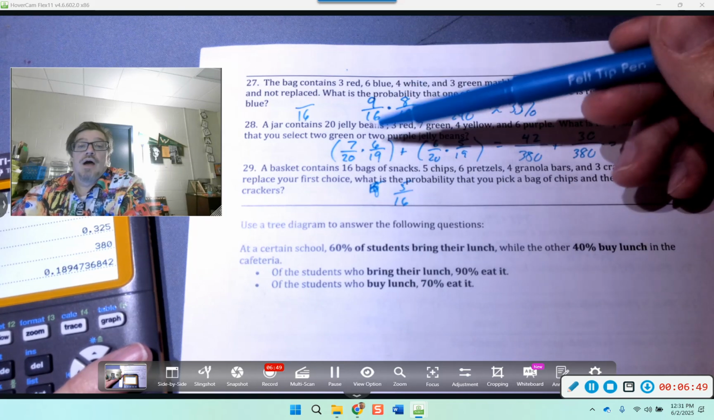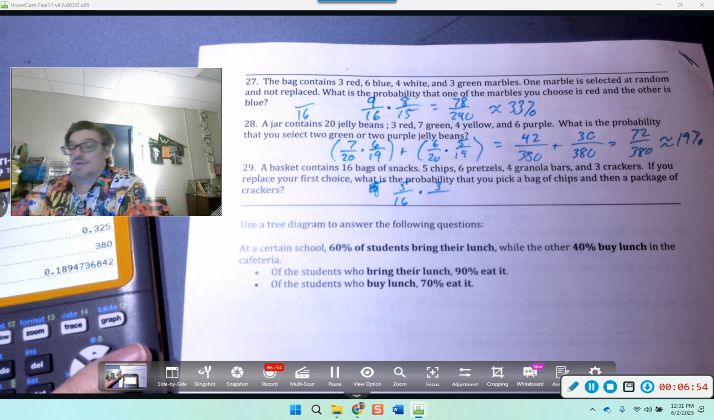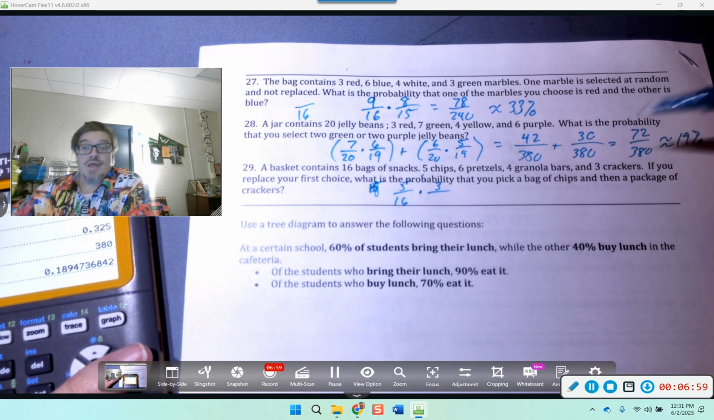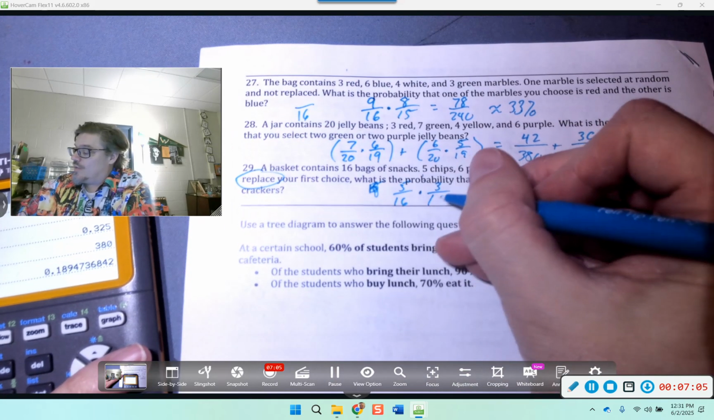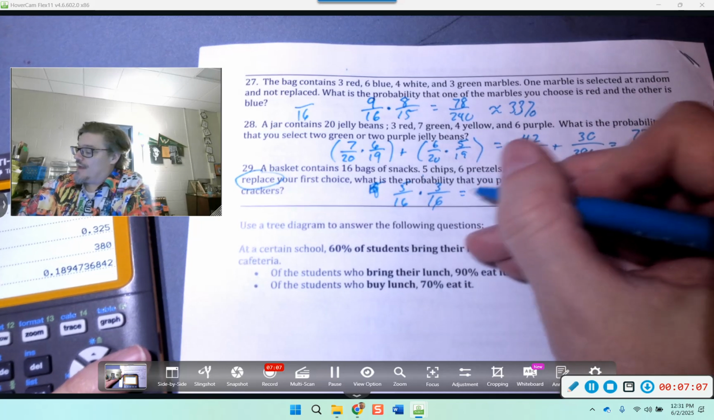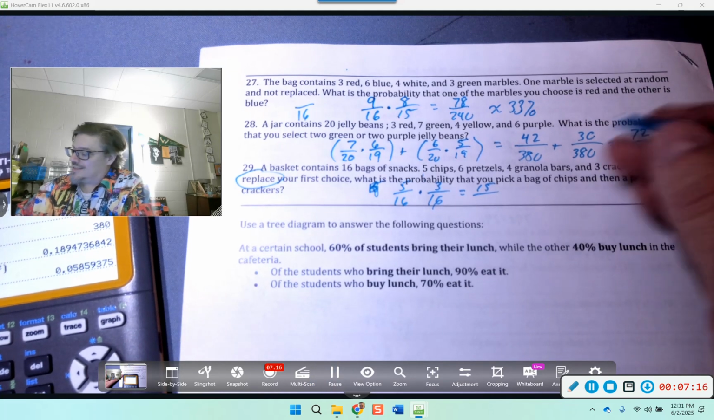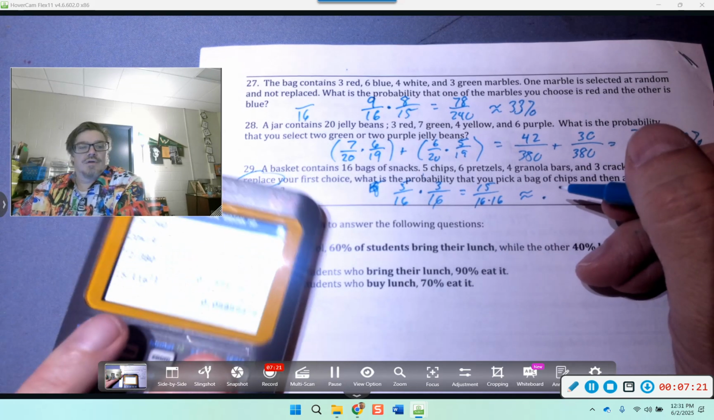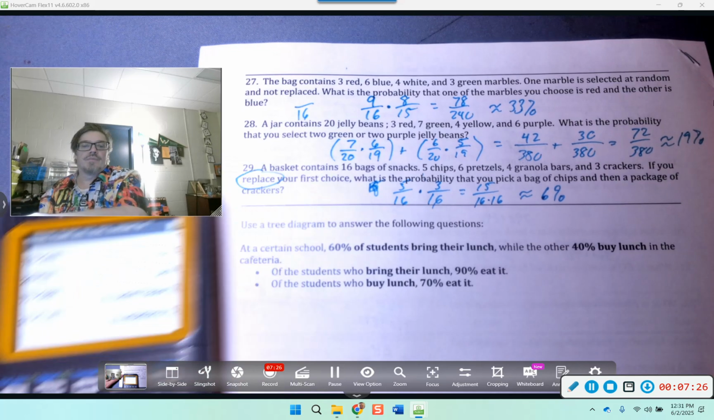If you replace your first choice, then let's get crackers, 3. So 5 multiplied by 3. It doesn't say or, this says and then. So now it's going to be 3 crackers. Is it out of 15 or 16? If you do replace, then you are actually going to be out of 16. So we've got 15 out of 16 squared. 15 divided by 16 squared is around 6%. Yep, so around 6%. All right, we'll stop there.